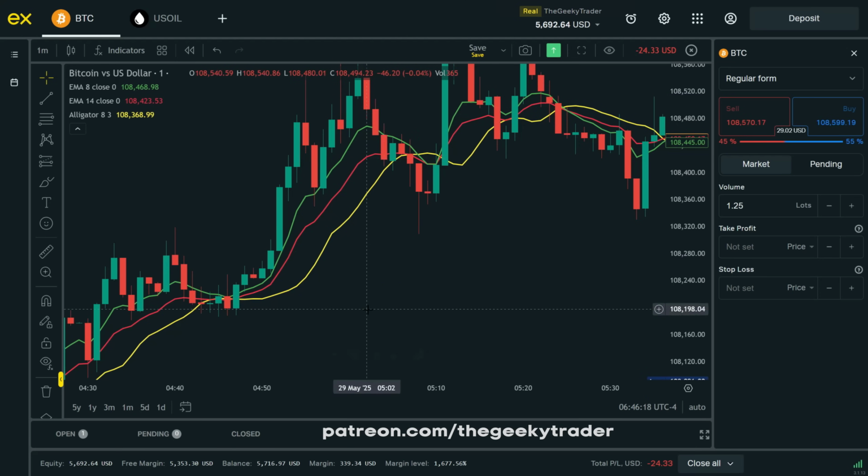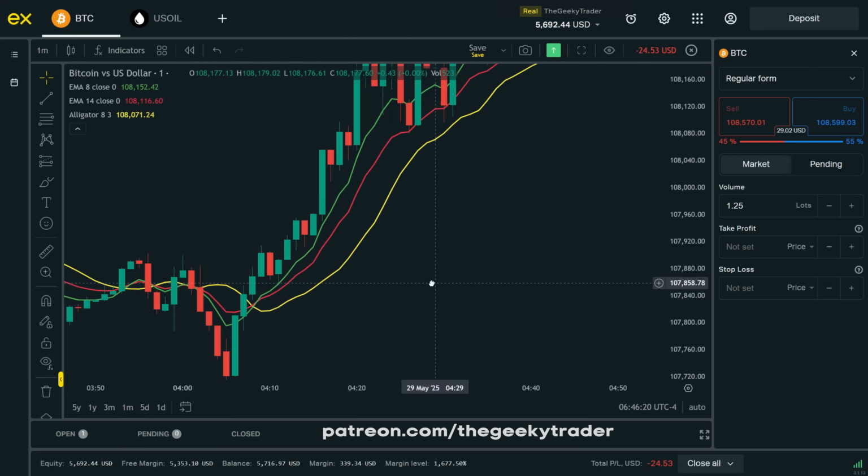All right, let's take a look at this spot on the chart together. This is another clear buy signal. You can see that the green line, our 8 EMA, is nicely positioned above the red line, which is the 14 EMA. That's always a great sign that the market has some bullish momentum.